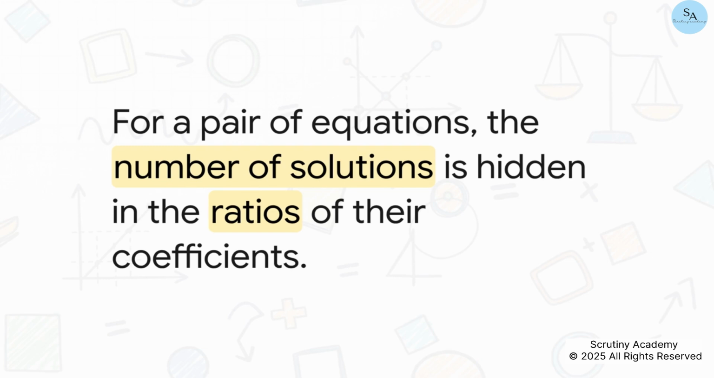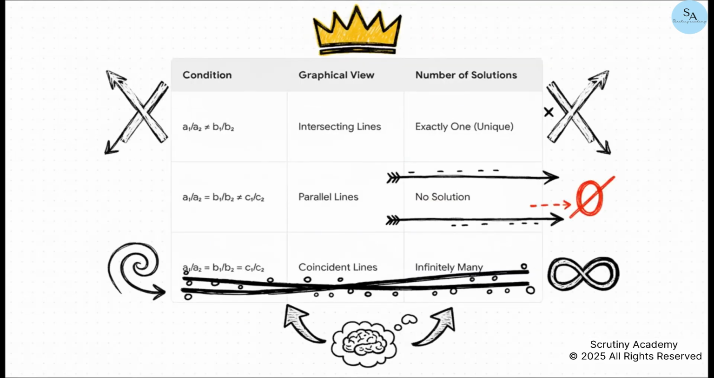That's just the numbers in front of x, the numbers in front of y, and the constants at the end. Okay, this table right here, this is pure gold for your exams. I'm serious. You absolutely have to memorize this. Look how simple it is.